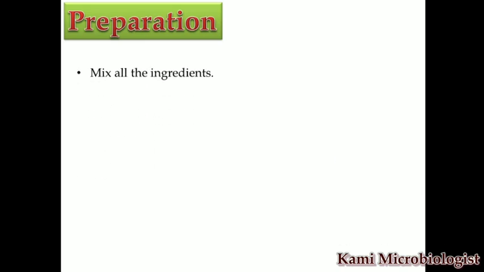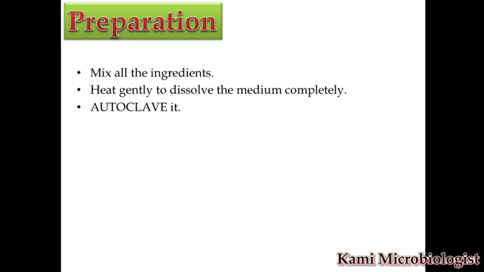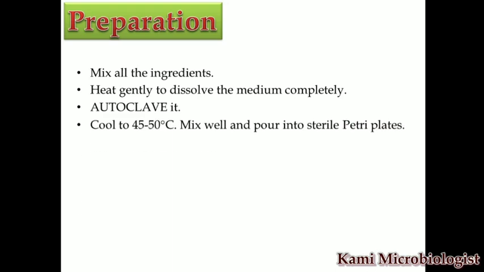Now let's see the preparation. It's very simple. First you need to measure all the ingredients as I told in the previous slide, then mix them into 950 ml distilled water, and heat to gently boil and mix all the ingredients. Then you will autoclave it. The autoclave process will be 15 minutes at 121 degrees Celsius, and the pressure will be 15 psi. After the autoclave, you will wait for the media to cool down to 50 degrees Celsius. Then you will pour it into sterilized petri plates and wait for the media to solidify.